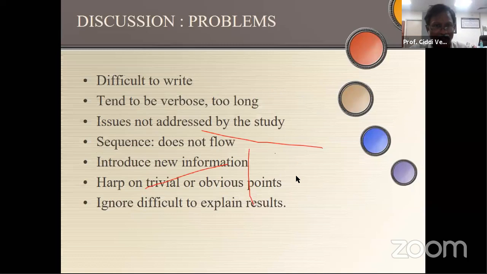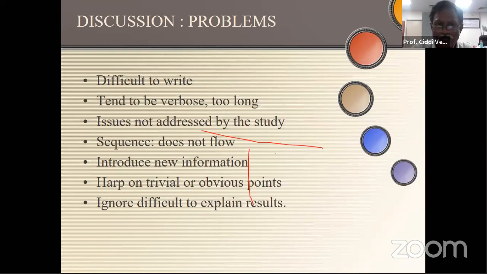Afterwards, you see this becomes very difficult to write. These are the problems: too verbose, too long; issues not addressed by the study; sequence does not flow; introducing new information. Don't introduce any new information. Don't put any trivial, obvious points. Don't ignore difficult to explain results. These are some of the problems you face while writing the discussion section.